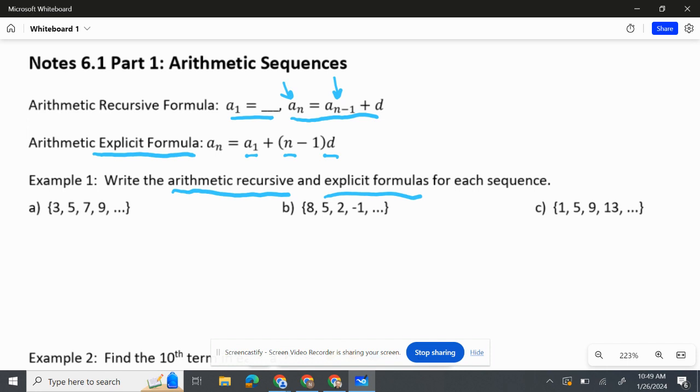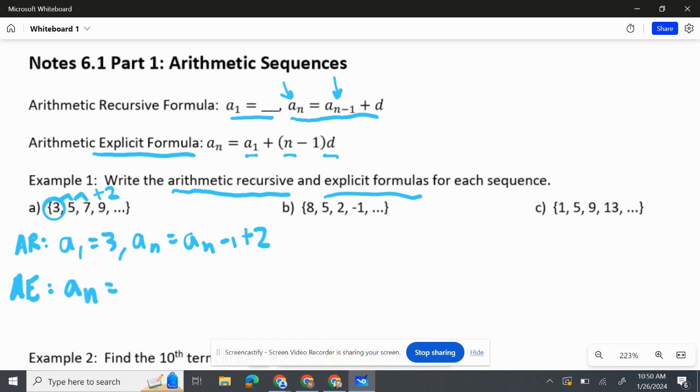So for the first one, we see that our a sub 1 is 3, and we see that it's going up by 2. That would be our common difference. So for our arithmetic recursive form, what we have is a sub 1 equals 3, a sub n equals a sub n minus 1 plus 2. For the explicit form, what we have is a sub n equals, our first term is 3, plus n minus 1 and then 2.